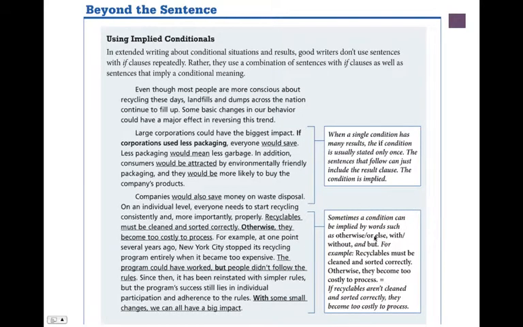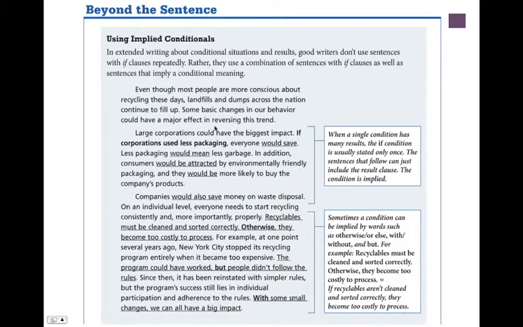Now, in this last paragraph, sometimes a condition can be implied by words like otherwise or else, with or without, and but. These words can imply a condition. For example, recyclables must be cleaned and sorted correctly. Otherwise, they become too costly to process. This implies if recyclables aren't cleaned and sorted correctly, they become too costly to process.